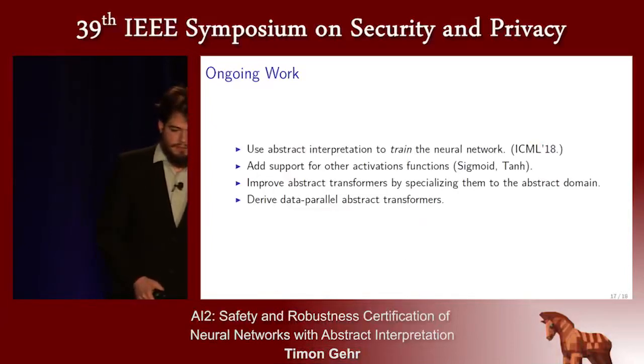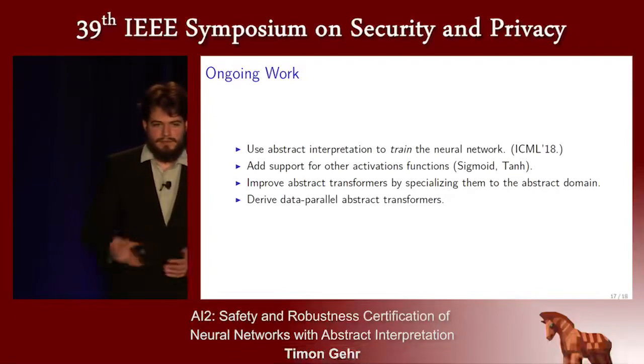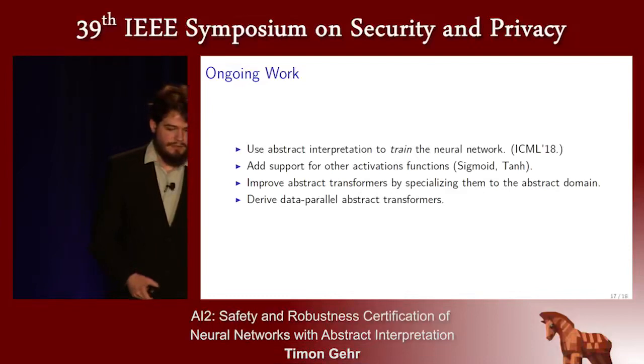In the future, or actually right now, we're using abstract interpretation to train the neural network. And we are adding support for more activation functions, so not just ReLU, but also sigmoid and tanh. And we are improving the abstract transformers by specializing them to the abstract domain. Everything you've seen today is very generic. We can actually do better by doing abstract transformers directly for the zonotopes. And we're also deriving data parallel abstract transformers.